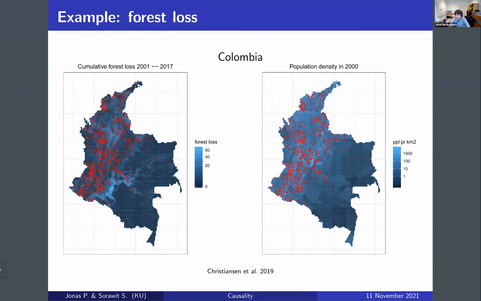And you can imagine that both deforestation and violent conflicts tend to happen in the areas where you have people living. So this means that if you're trying to estimate the causal effect from conflicts on deforestation, then you have to somehow deal with these confounders. So this is a very similar structure as we saw before, but now with a more complex data structure.